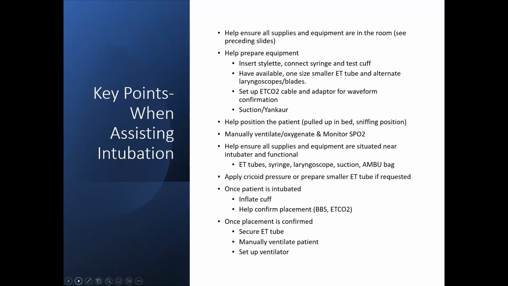Having a bedside table right next to where you're working is a pretty good way to go. Or if you have a pillow there, maybe have some of it wedged under the pillow as you pull the patient up. Apply cricoid pressure, known as the Sellick maneuver, or prepare a smaller ET tube if you're having difficulty. Once the patient is intubated, inflate the cuff, confirm placement. Once placement is confirmed, secure the tube, manually ventilate the patient, set up the ventilator, and recommend the chest X-ray, etc.